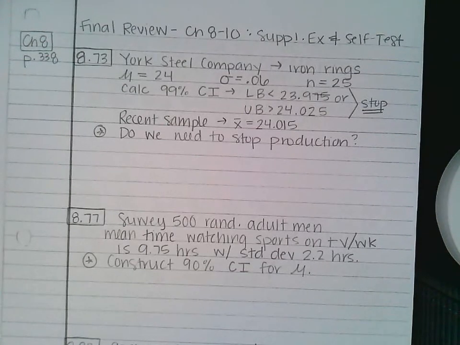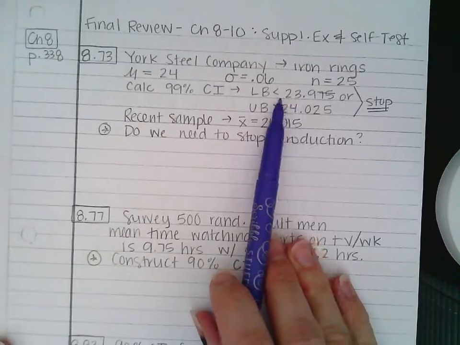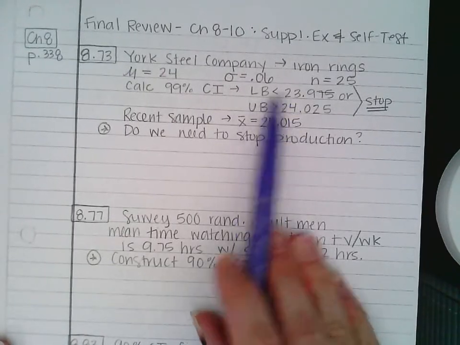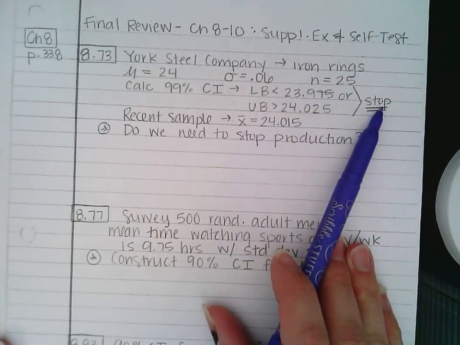So there's a steel company. They make iron rings. Usually they're about 24 inches in diameter, plus or minus a little bit. So there's some variation, some standard deviation, and they take samples of size 25 and test them. They calculate a 99% confidence interval, and if they can find evidence that the lower bound is less than this or the upper bound is greater than this, then they stop that production.